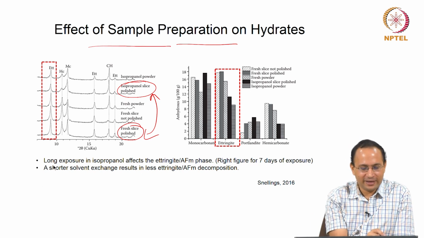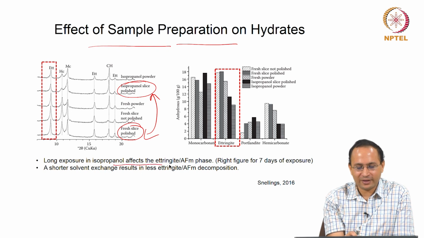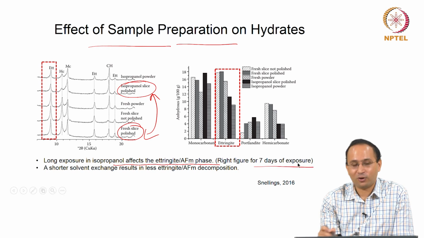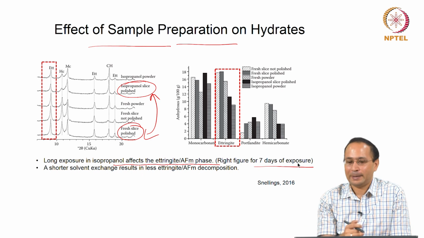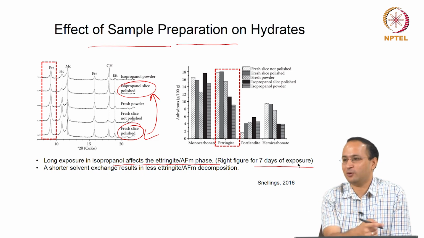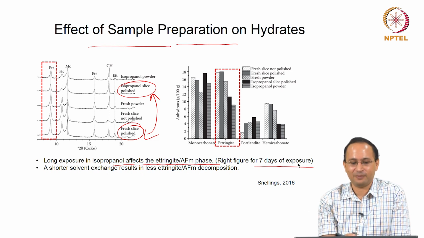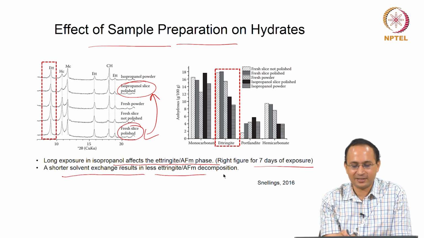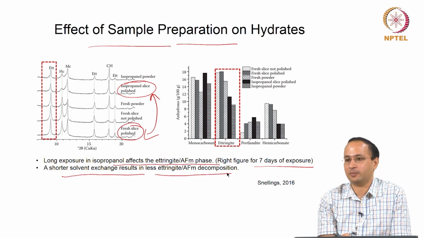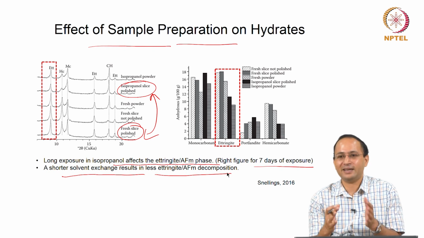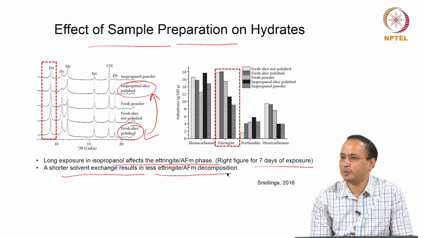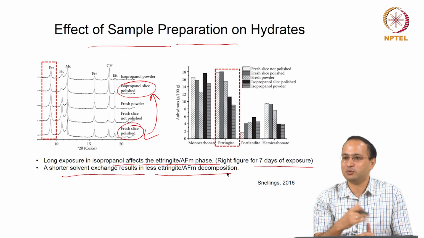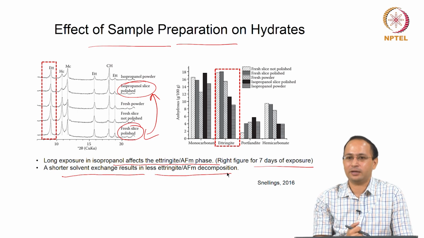But again, this long exposure of isopropanol affects the ettringite and AFm phases. You see here this was for 7 days of exposure. When you expose your sample for a long time, that tells you that maybe that is not good if you want to study phases like ettringite. So, a shorter solvent exchange results in less ettringite and AFm decomposition. So, the basic idea is you can use this simple X-ray diffraction technique to understand the effect of sample preparation. You can compare different techniques and then find out which one will be best for your research or your work.